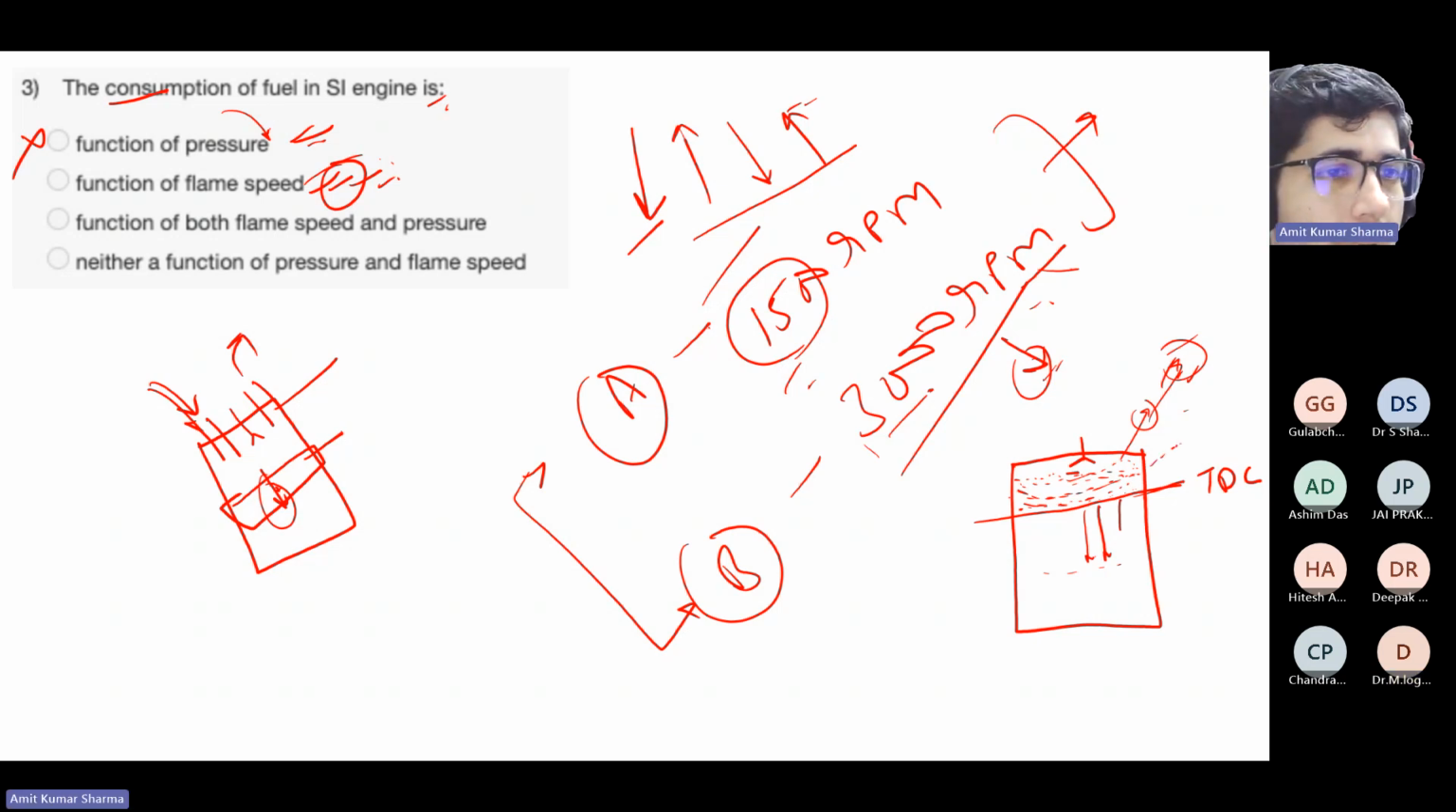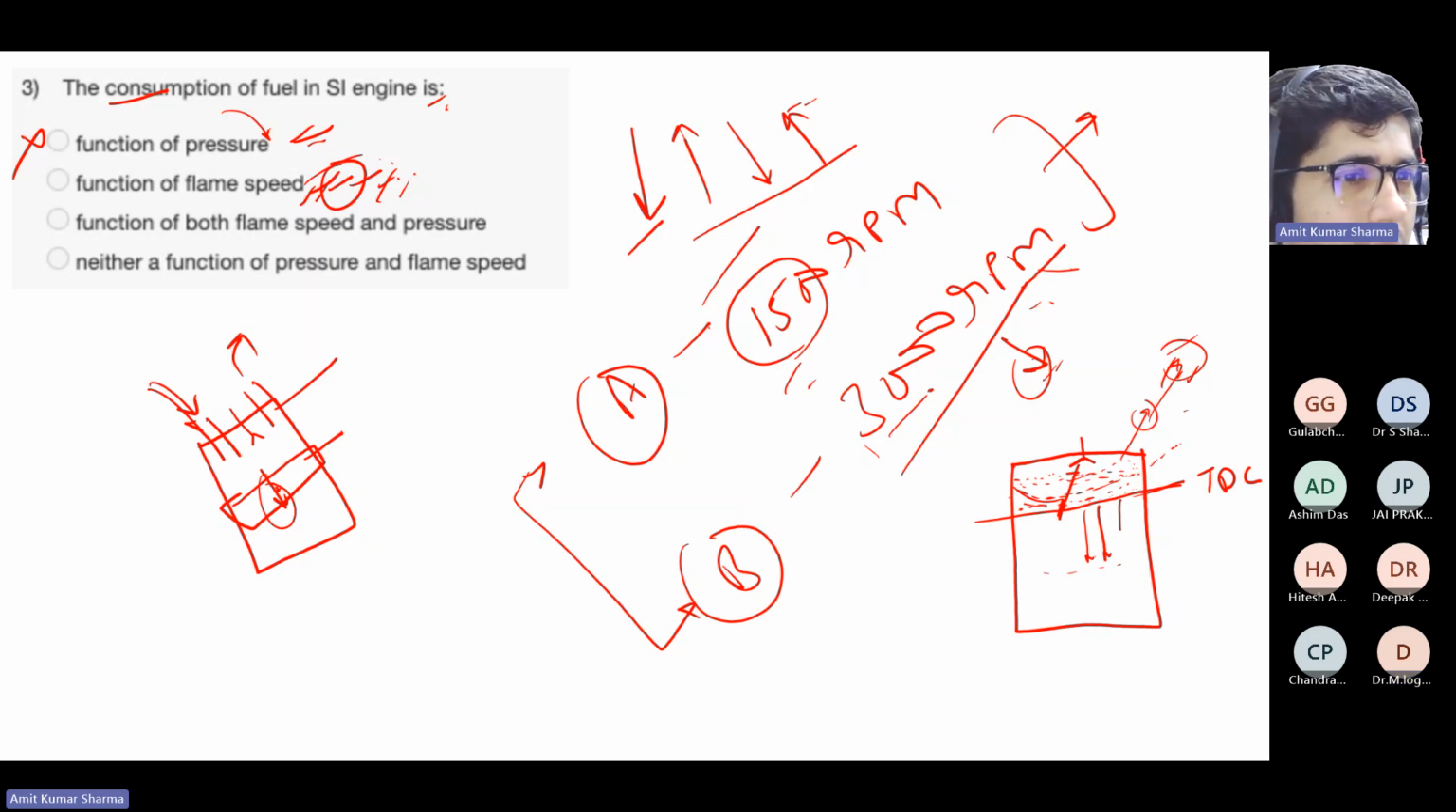So that improves. And also the flame speed, if you compare the flame speed, for hydrogen the flame speed is very fast actually, 10 times faster. So that will quickly combust the whole fuel. That's the reason we discussed that basically the consumption of fuel in an SI engine is a function of flame speed. So if you increase the RPM, then you have more power, the consumption will be more.